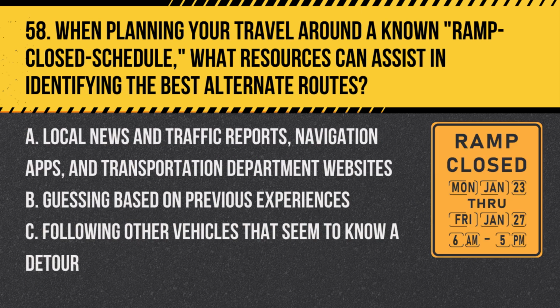Question 58. When planning your travel around a known ramp close schedule, what resources can assist in identifying the best alternate routes? A. Local news and traffic reports, navigation apps, and transportation department websites. B. Guessing based on previous experiences. C. Following other vehicles that seem to know a detour.